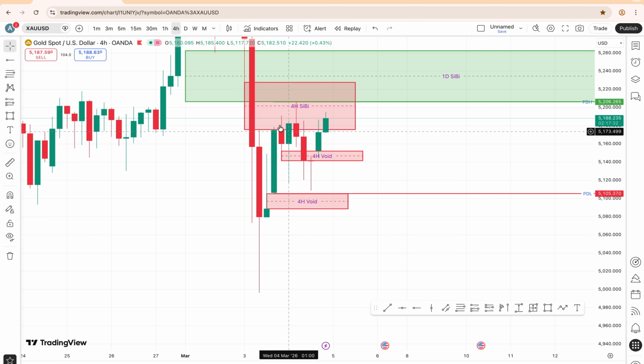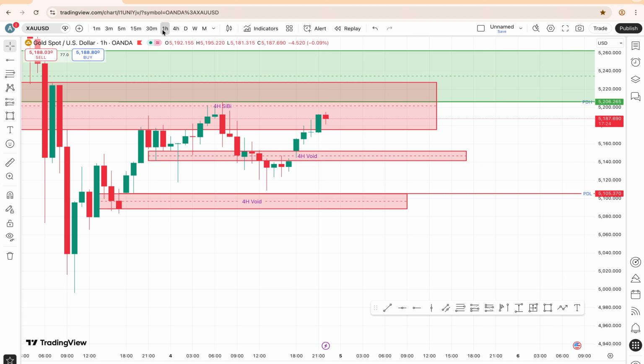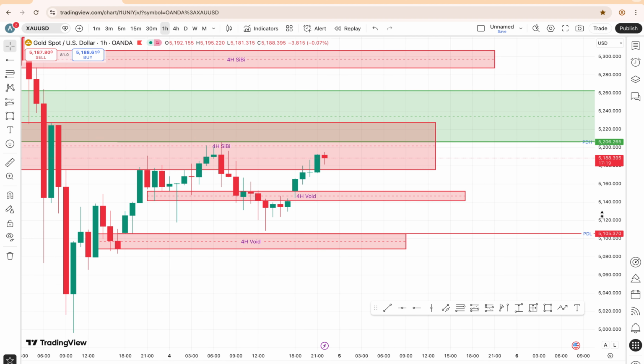The absence of FVGs is information. It tells you not to force trend trades. We now move on to 1 hour and we look inside this 100-point range.